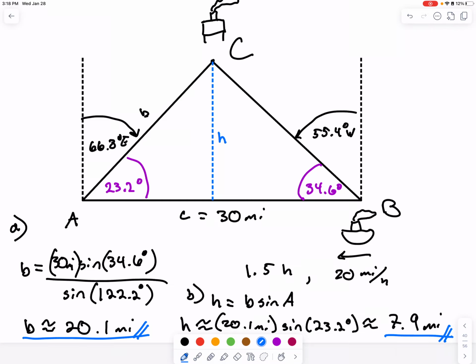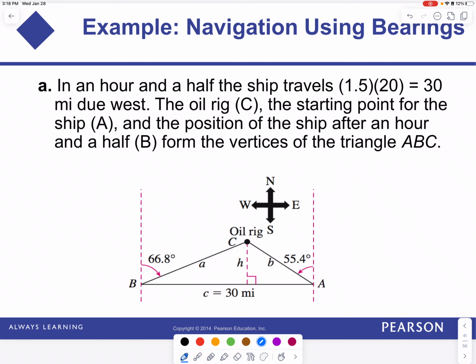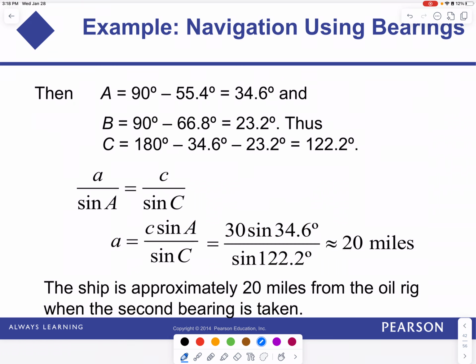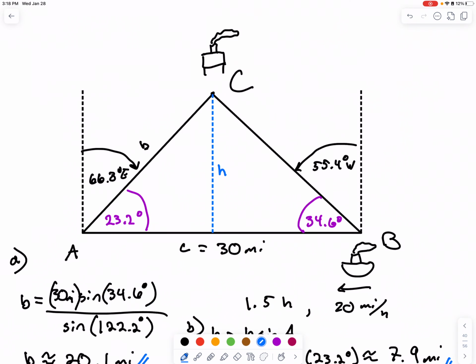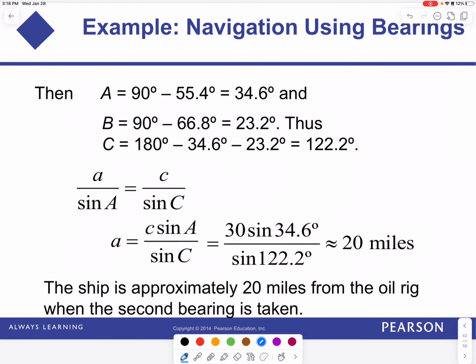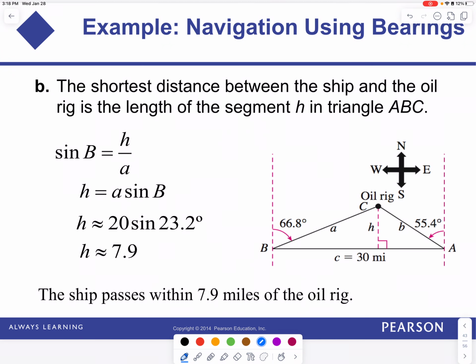All right, so these are the results that we got. Let's compare this to our prepared notes. So here's a drawing just in context of what we experienced. Okay, I think we got all those similar parts. 20 miles from the oil rig when the second bearing was taken, and that's pretty much what we got. And then 7.9. So the ship passes within 7.9 miles of the oil rig. Same thing we got. We're almost there.